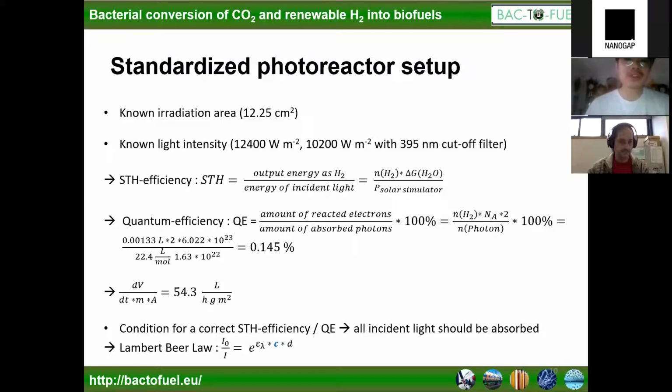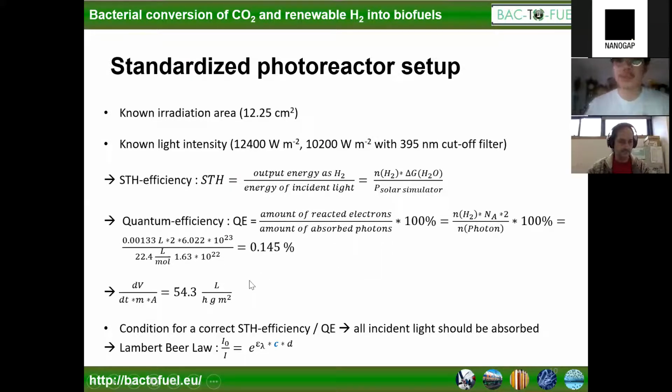Solar to hydrogen efficiency is most of the time used when you are using a solar simulator with a power of 1000 watt per square meter. And as we used a xenon lamp in the last experiment, we just calculated the quantum efficiency with the amount of absorbed photons.